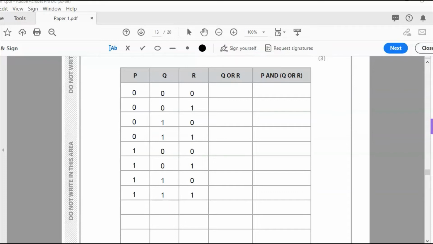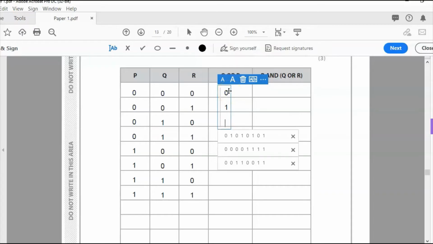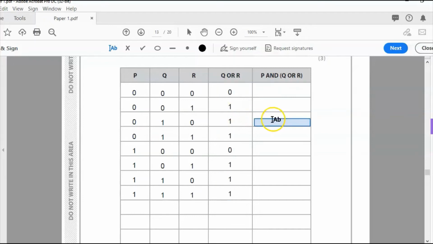So what that means is either Q or R needs to be a 1 for Q or R to be a 1. So in the first instance it's a 0 because neither Q or R are 1. In the second instance it's a 1 because R is 1. In the third instance it's a 1 because Q is 1. In the fourth instance it's also a 1. But Q or R for this row here it's a 0, then a 1, 1, 1. So that's gained me an extra mark there.